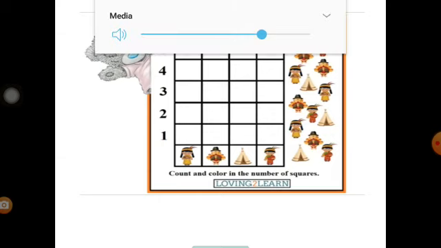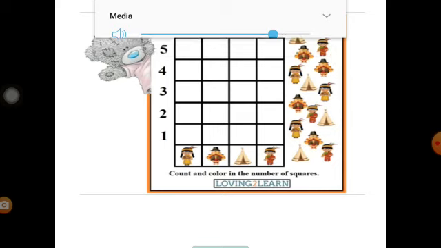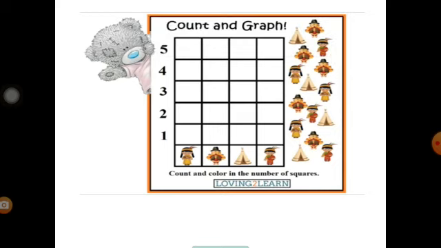Teddy says hello. He wants to count and graph with us today. So let's get started. Right down here, as we read the directions, it says count and color in the number of squares. So we are going to count how many Native American girls we see on the side over here. So count with me. 1, 2, 3. So then over here, we have to fill 3 squares in. 1, 2, 3. Teddy says, "Woo, that's excellent."